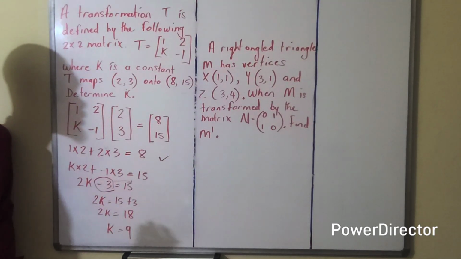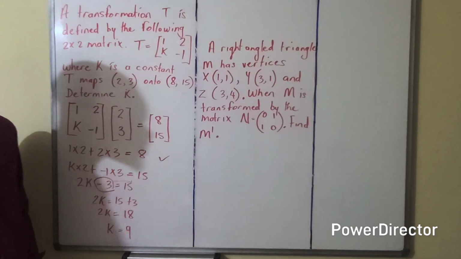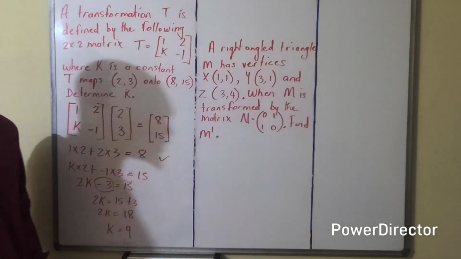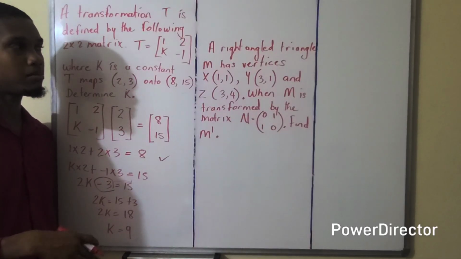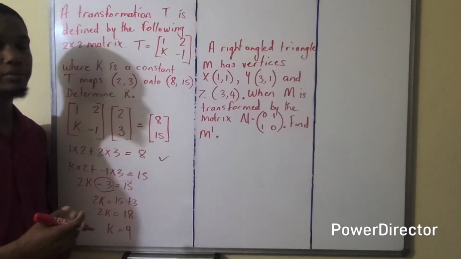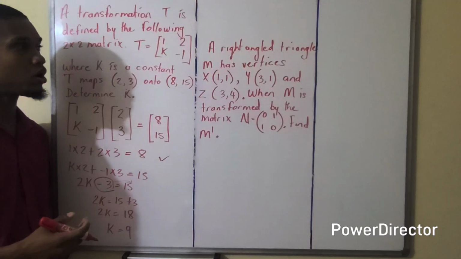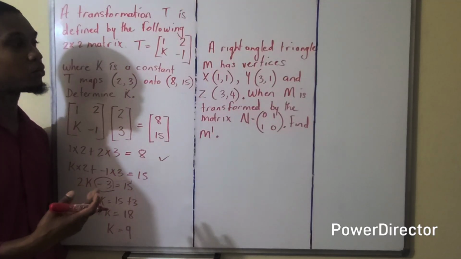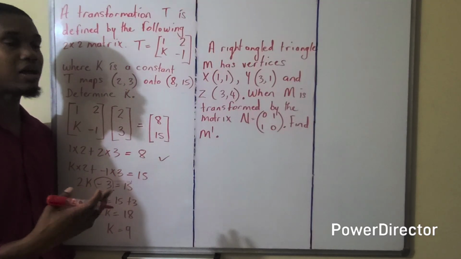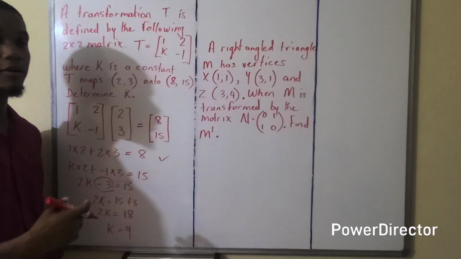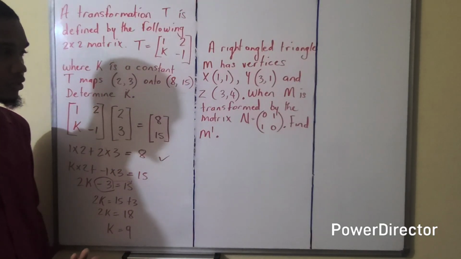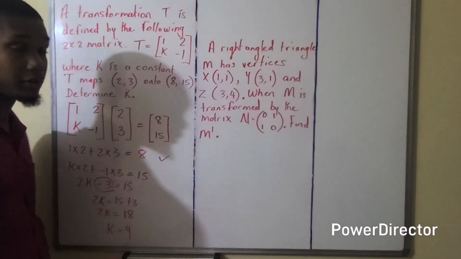Now, it could have been reworded in other ways. So for example, with this one, this says a right angled triangle M has vertices x, which is (1, 1), y, which is (3, 1), and z, which is (3, 4). When M is transformed by the matrix N, (0, 1; 1, 0), find M', the image of M.